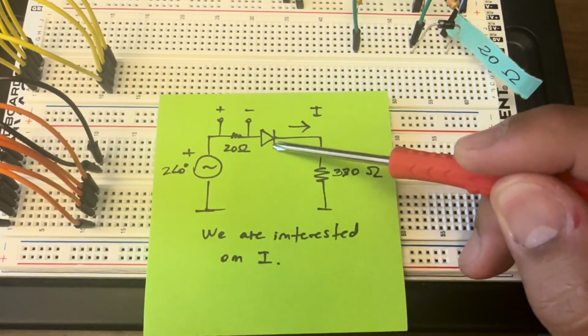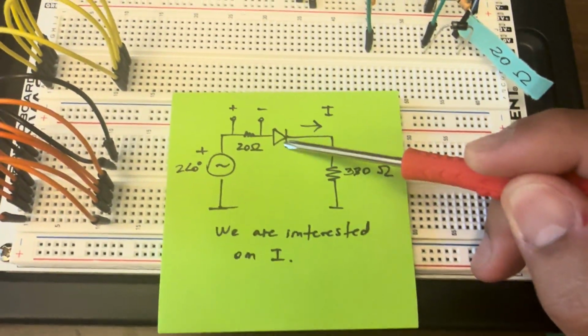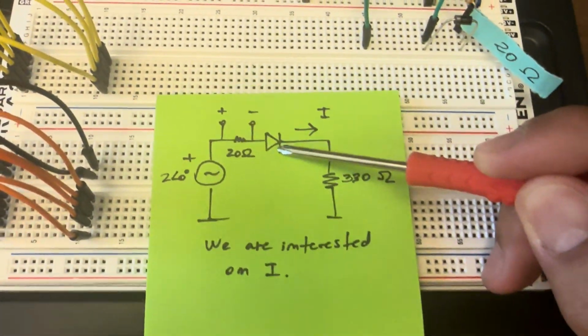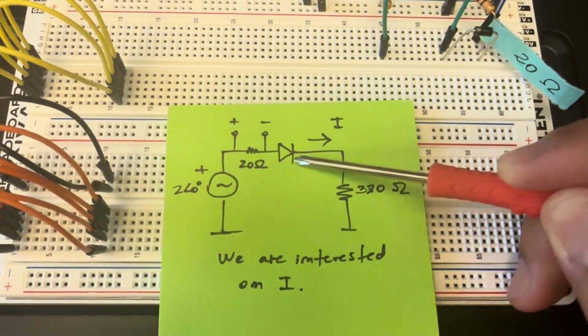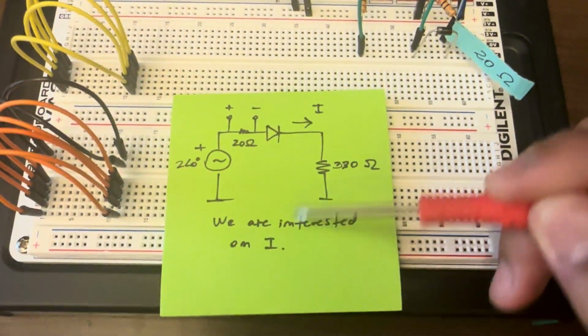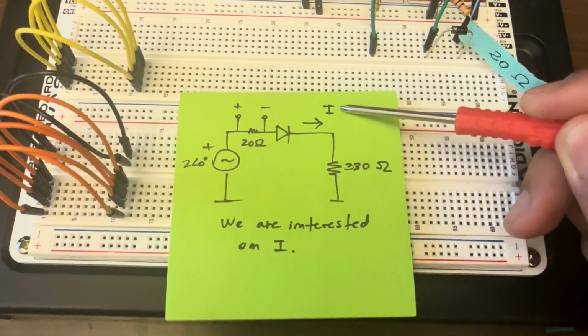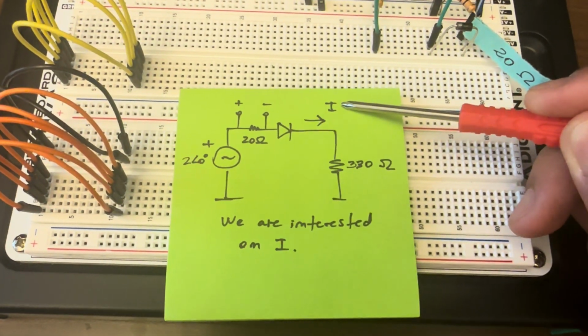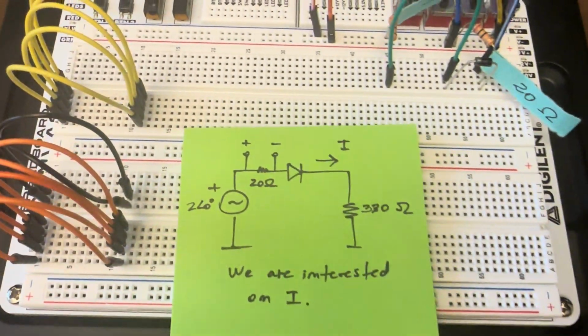Also, we're going to have a diode in series to make it nonlinear. We're going to create basically a signal with harmonics, and then we have our load of 330 ohms. In this case, we're interested in this current like we did on the problem from LTspice.